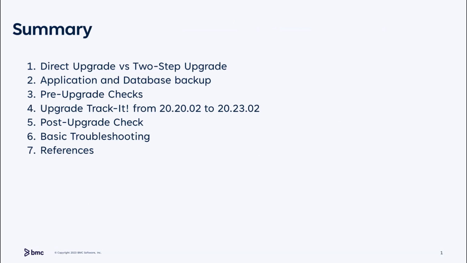In conclusion, we covered the TrackIt upgrade process from one build version to another: a direct upgrade and a two-step upgrade by graphical representation; application and database backup by demonstration; pre-upgrade and post-upgrade checks; upgrading TrackIt from 2020 Release 02 to 2023 Release 02; and basic troubleshooting, including log requirement details and prerequisites. We also covered the BMC Client Management upgrade process with compatible version details, and additionally included SQL login account details and the features of TrackIt 2023 Release 02.